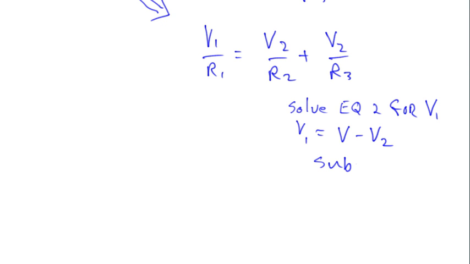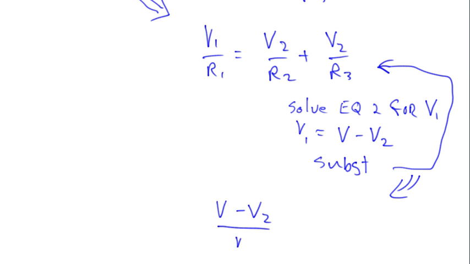Substitute into this equation. And I do that substitution and I get V minus V2 over R1 equals V2 over R2 plus V2 over R3.